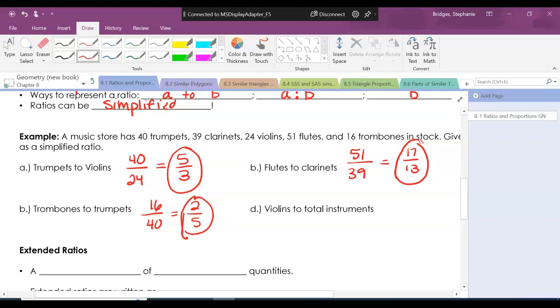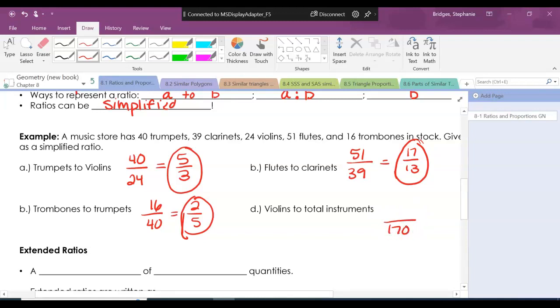Now for D, it's violins to total instruments. What do I have to do before I can write my ratio? Add all my instruments together. I need to figure out how many instruments I have all together. So I'm going to add 40, 39, 24, 51, and 16. And that gives me a total of 170.